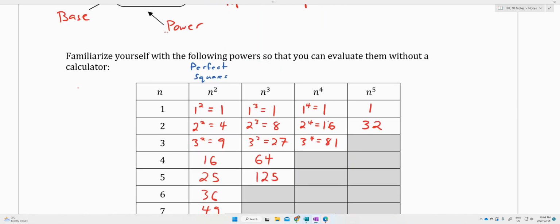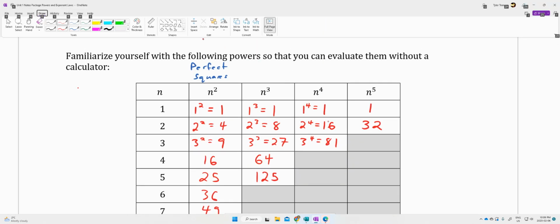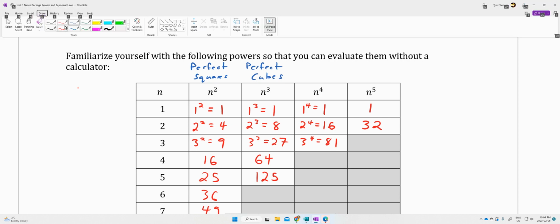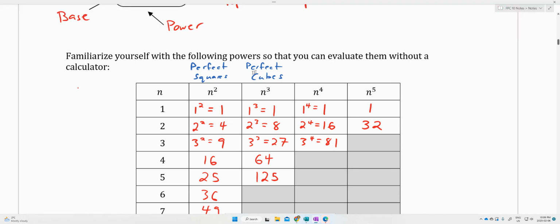One other thing too is we do have a special name for the cubes, and it's just like perfect squares. We call them the perfect cubes. Perfect cubes. Okay, now let's check out some of these.